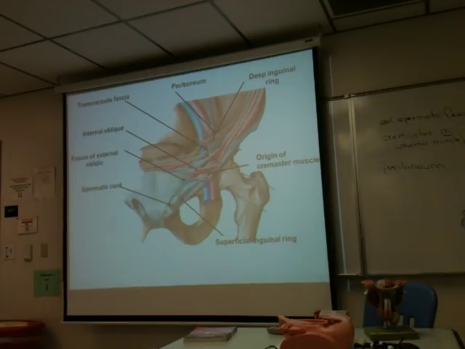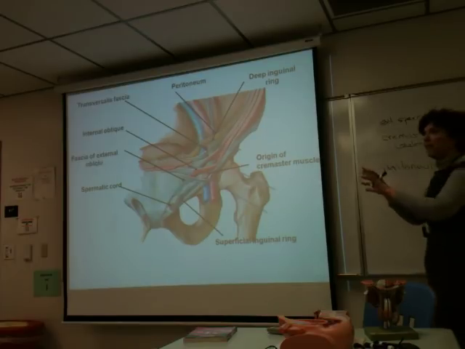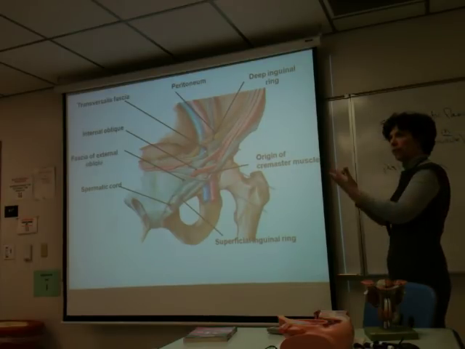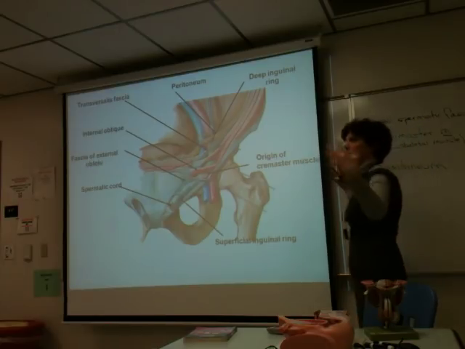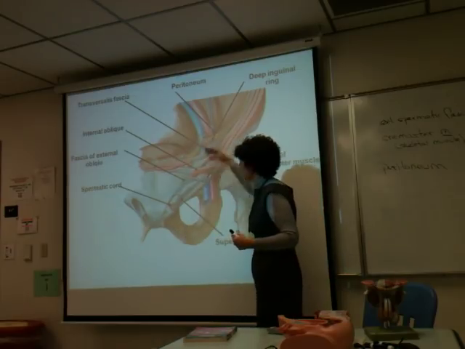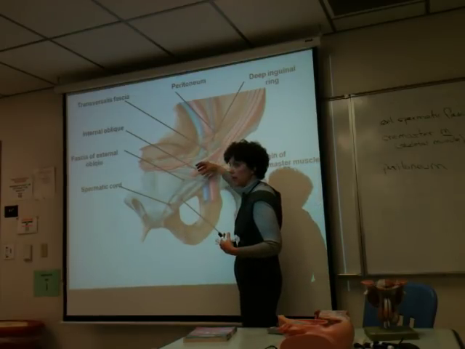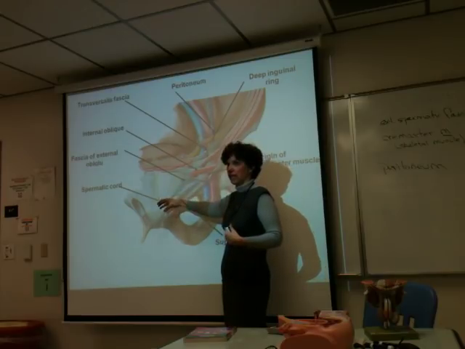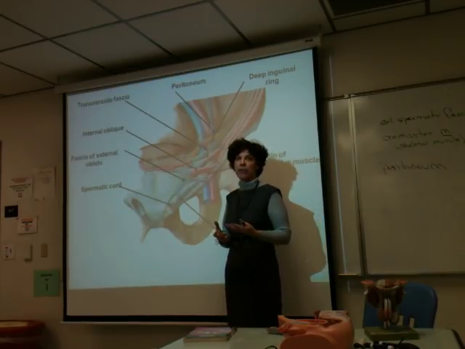Now, the testis, as it moves into the spermatic cord, actually pushes through and takes these layers with it. So it's like I had sheets hanging over a clothesline. As I walk through them, I'm pushing them in front of me, forming a pocket. I have the first sheet, and then I walk into the second sheet, and that's completely surrounding me. So as the testis is moving through these layers of the abdominal wall, it's taking them with it, and it's completely surrounded by all of those.